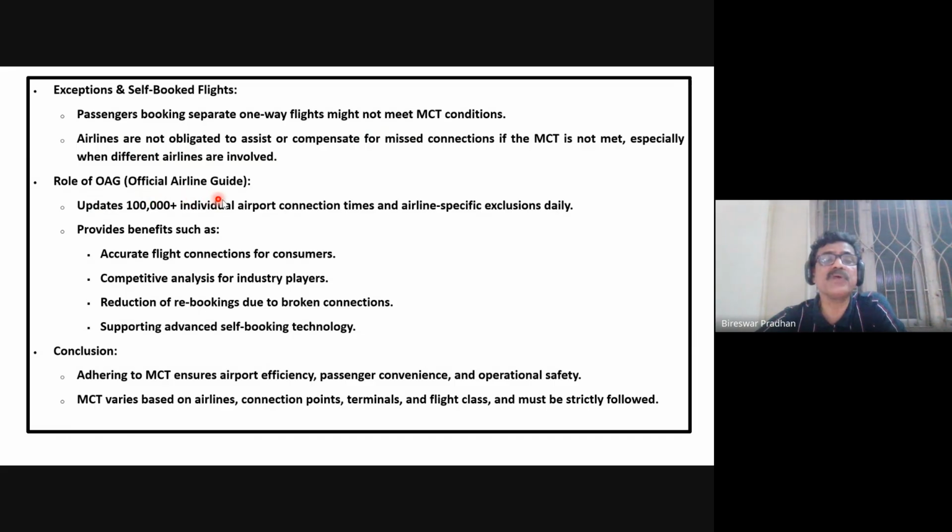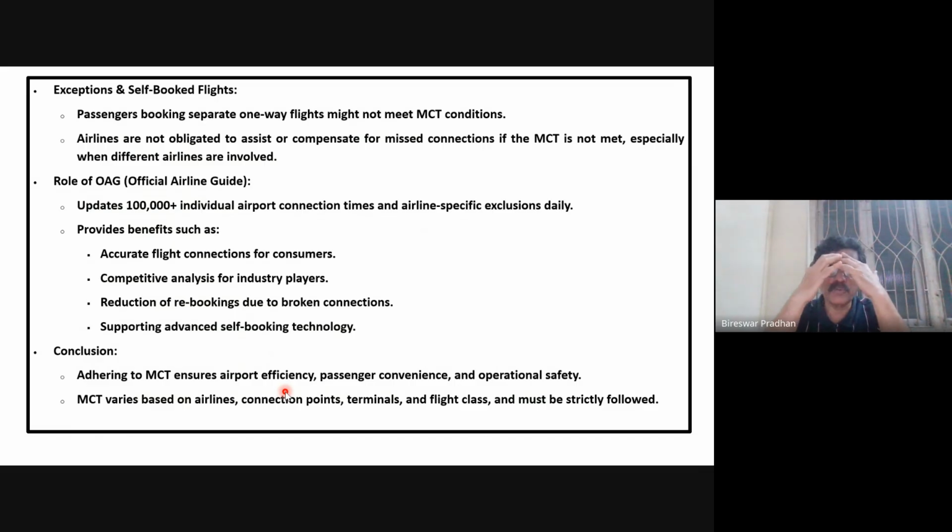Role of OAG, Official Airline Guide. It updates 1 lakh plus individual airport connection times and airline-specific exclusions daily, and provides benefits such as accurate flight connections for consumers, competitive analysis for industry players, reduction in rebooking due to broken connections, and supporting advanced sales booking technology. And conclusion: adhering to MCT, minimum connecting time, ensures airport efficiency, passenger convenience and operational safety.